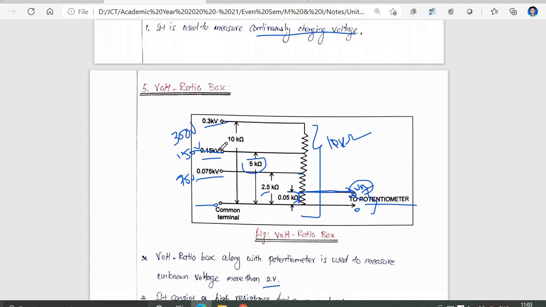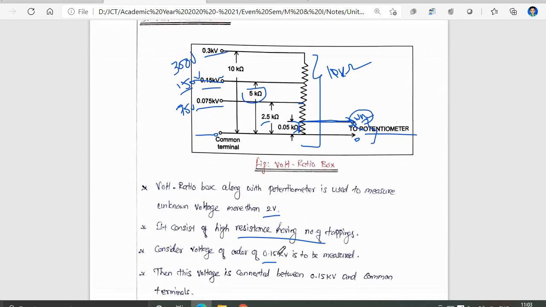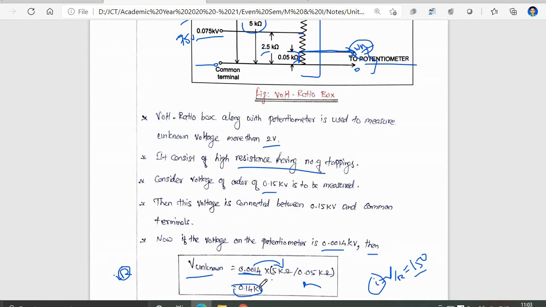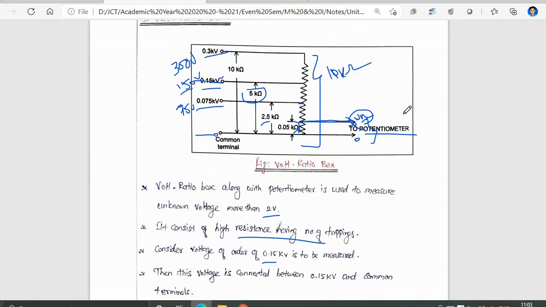Here we give an input voltage of 150, and here we get an output voltage of 0.14 kV. 0.14 kV is nothing but around 140 volts. That's the range.